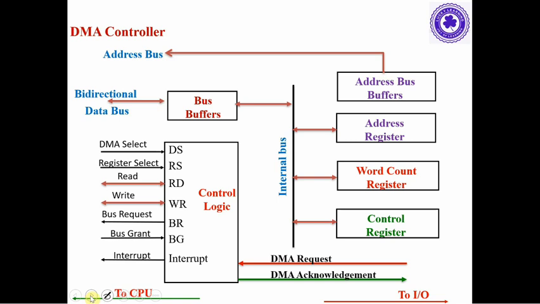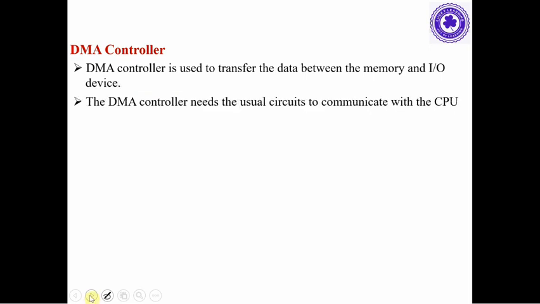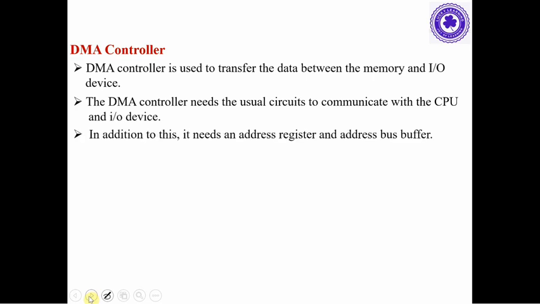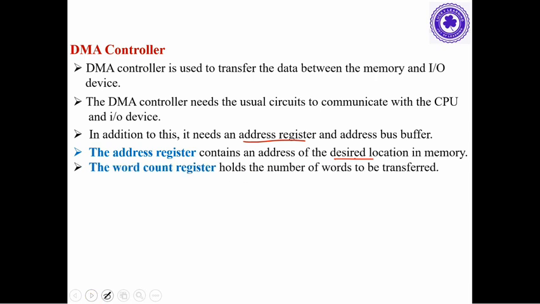Now what will the DMA controller do? It interrupts the CPU so that the DMA controller will take control of those buses to perform a transfer. Here you observe the DMA controller is used to transfer the data between the memory and IO. And the DMA controller needs the usual circuits to communicate with the CPU and IO devices. In addition to this, it needs an address register and address bus buffers to store the address of the desired location in the memory, or we can call it the starting address from where it requires to read the words.